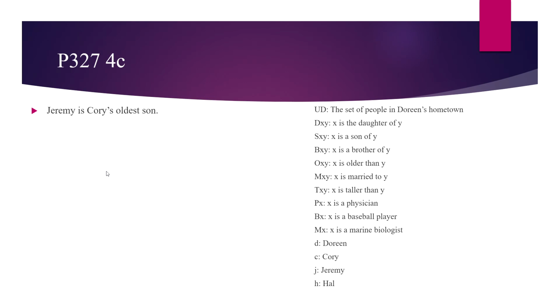So next we have 4C. Jeremy is Corey's oldest son. So to say that someone is the oldest son, we want to say that Jeremy is a son of Corey, and Jeremy is older than any other sons of Corey. Now the word other here is important, right? Because if we say Jeremy is a son of Corey and Jeremy is older than any sons of Corey, then we get that Jeremy has to be older than himself. So we get a contradiction there.